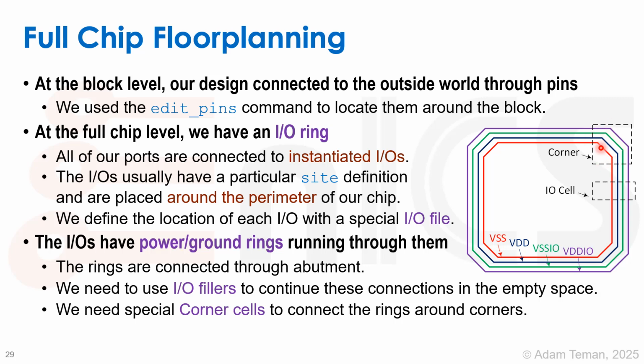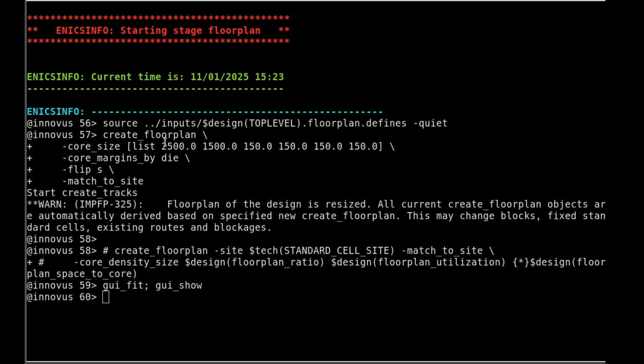We have a special cell, which is a corner cell, that allows us to make this turn. So we don't have to make this abrupt turn. It's going to have these diagonal type of rings through it. So we put these corner cells on all the different corners.